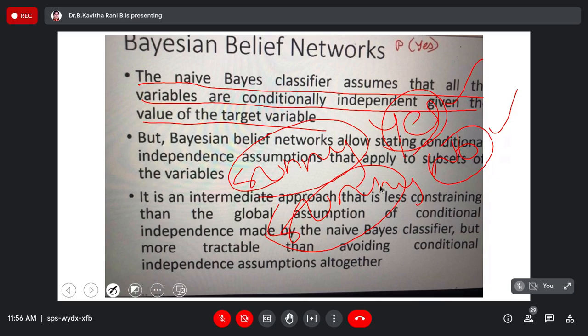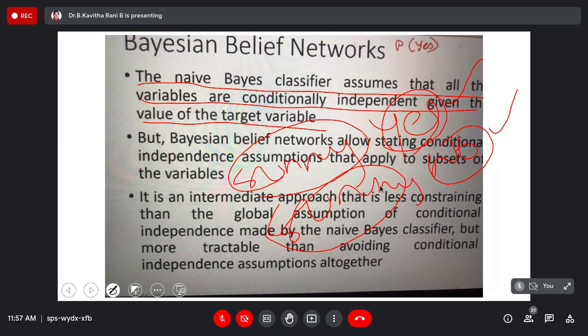The student is dependent on the teacher. The teacher is independent of itself. He is not dependent on others. Okay, so this is the difference between conditionally independent and conditionally dependent.